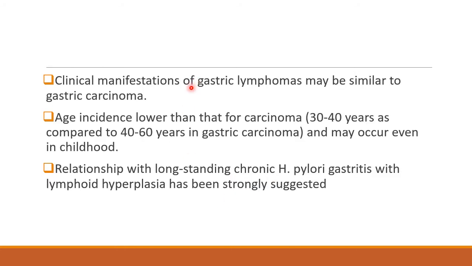Clinical manifestations of GI lymphoma are similar to gastric carcinoma, and age incidence is lower than that for the carcinoma. Here it is 30 to 40 years of age people are affected, whereas in gastric carcinoma 40 to 60 years of age are affected, and it can occur in the children. There is a relationship with long-standing chronic H. pylori gastritis with lymphoid hyperplasia is suggested.